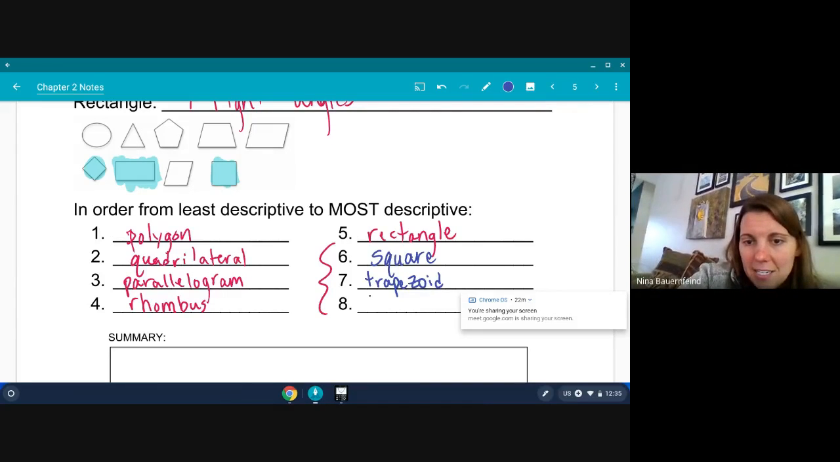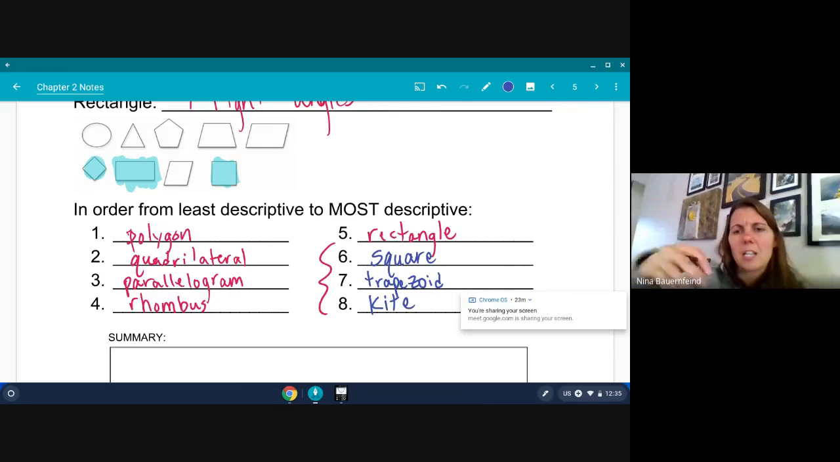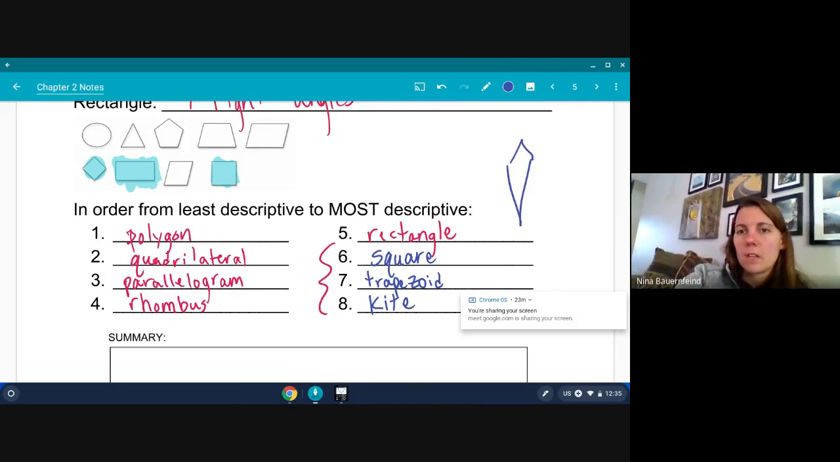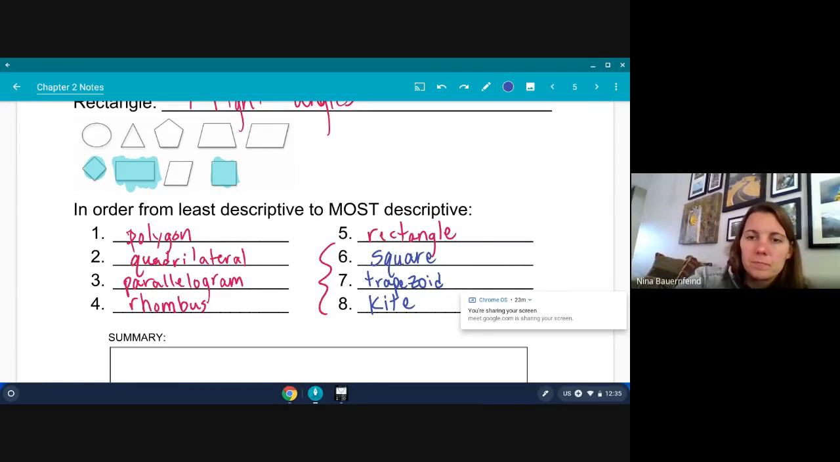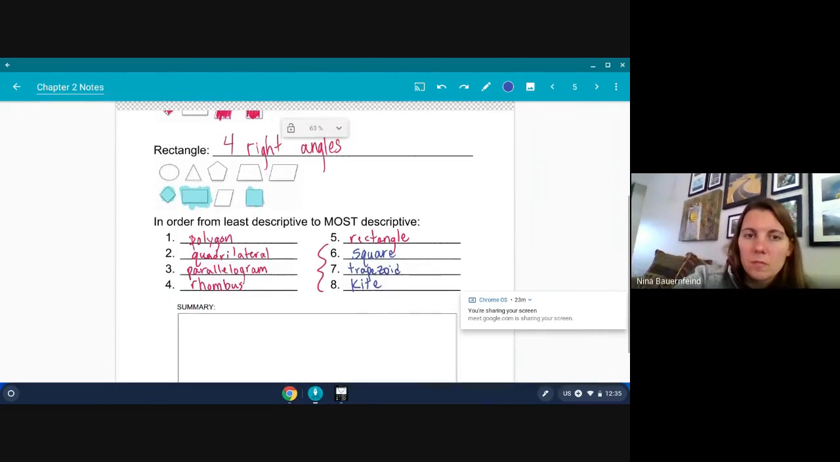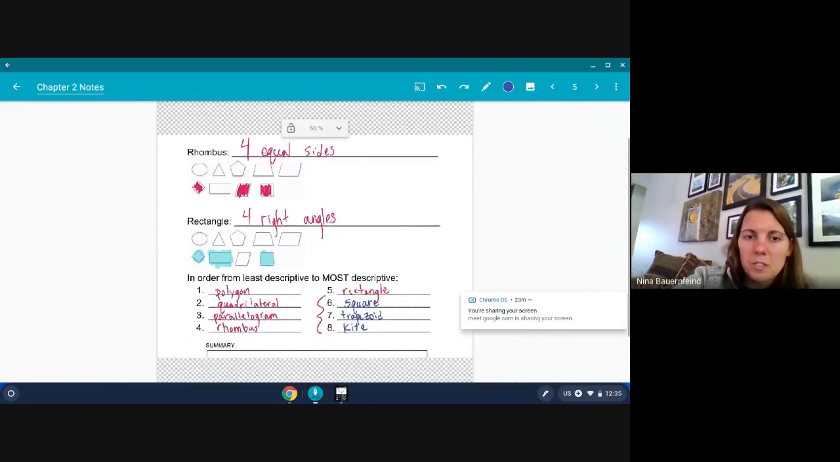And last is kite, because a kite is like that one shape. It's this one, two shorts and two longs. I'll give you a second if you want to take a picture of this page.